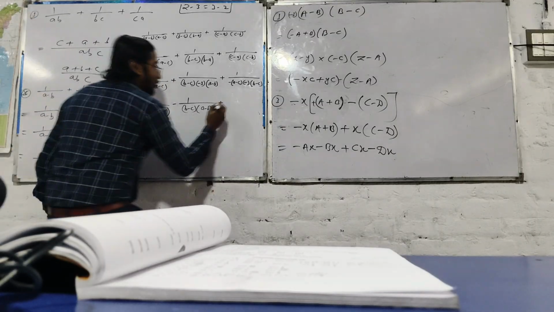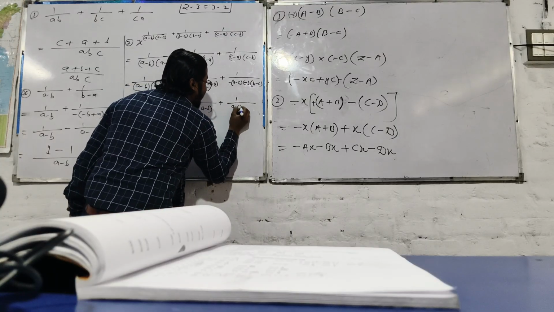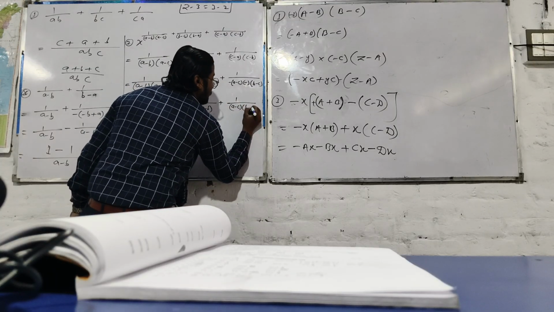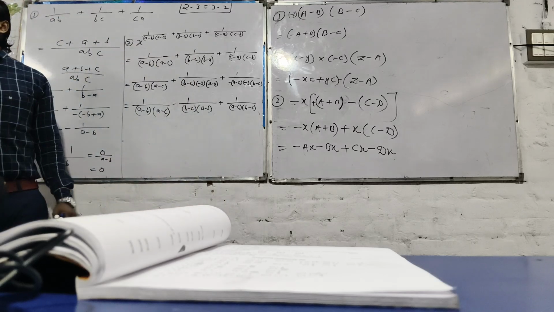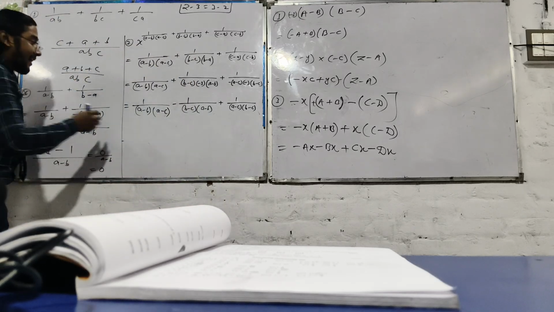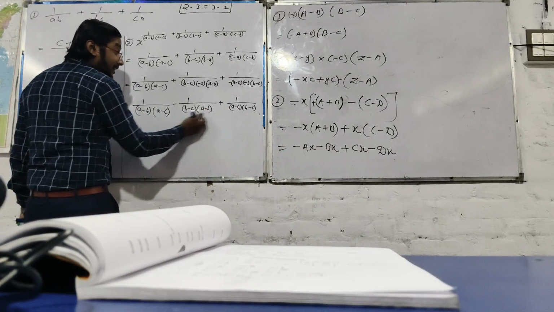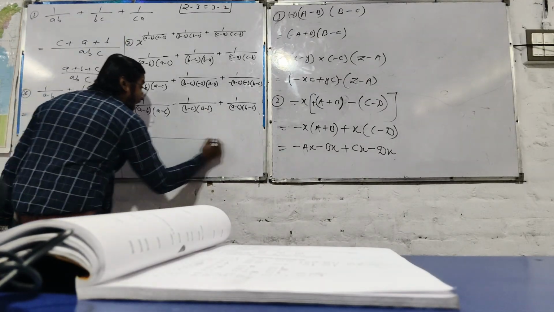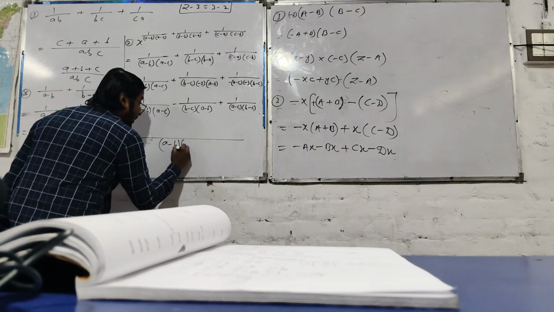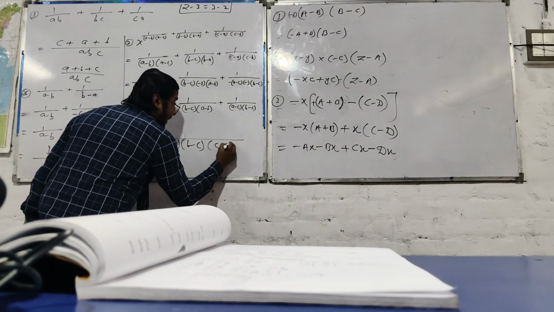Do you feel me? 1 by, what will you get, guys? A minus C, B minus C. Now let's see that. Sir, A minus B, A minus B, A minus C, A minus C, B minus C, B minus C. So I can take the LCM A minus B, B minus C, C minus A.